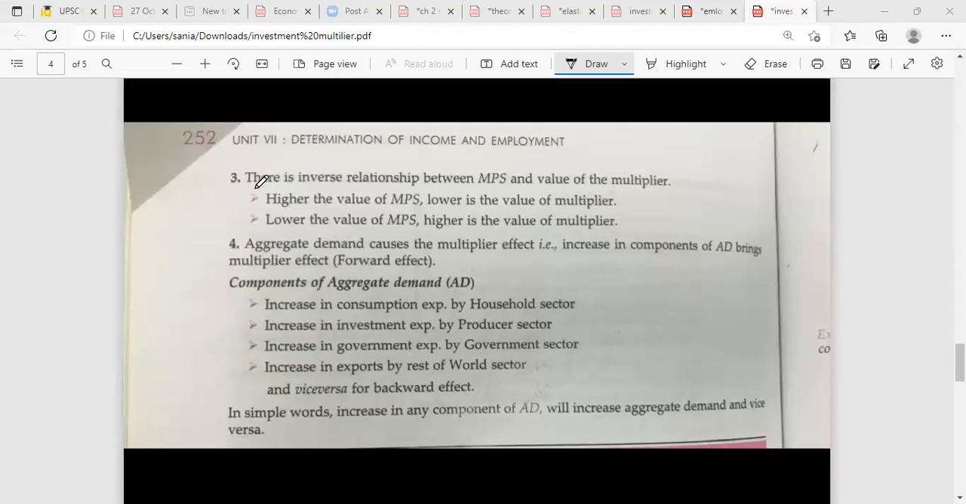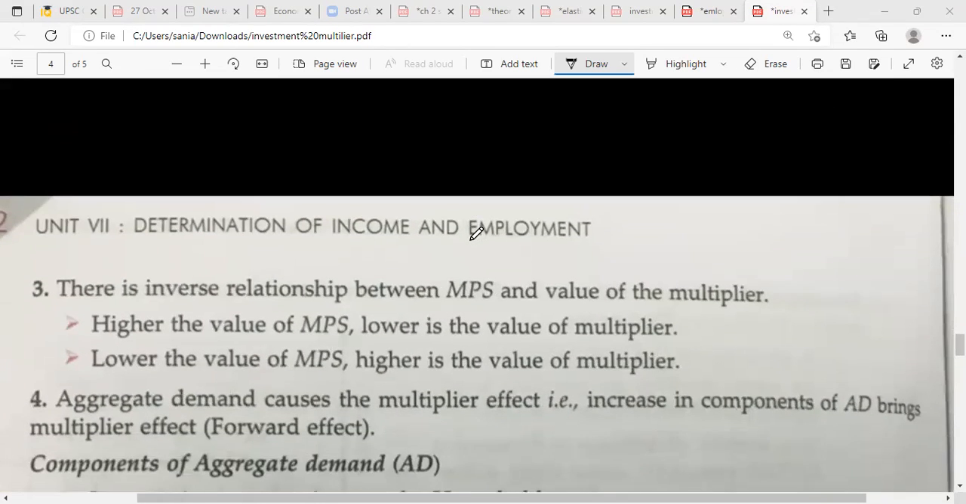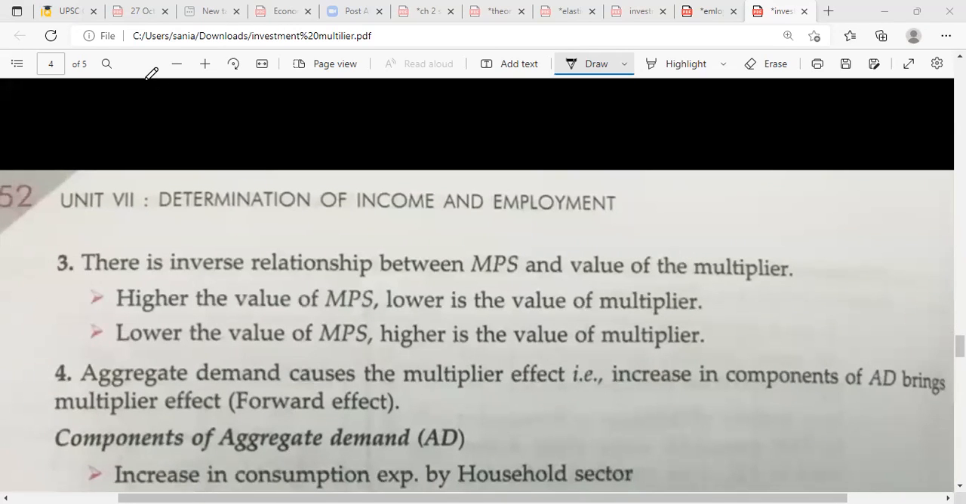Okay. Now, the next point. There is an inverse relationship between MPS and the value of the multiplier. The higher the value of MPS, the lower will be the value of the multiplier, and the lower the value of MPS, the higher will be the value of the multiplier. So just write it down. Third point.